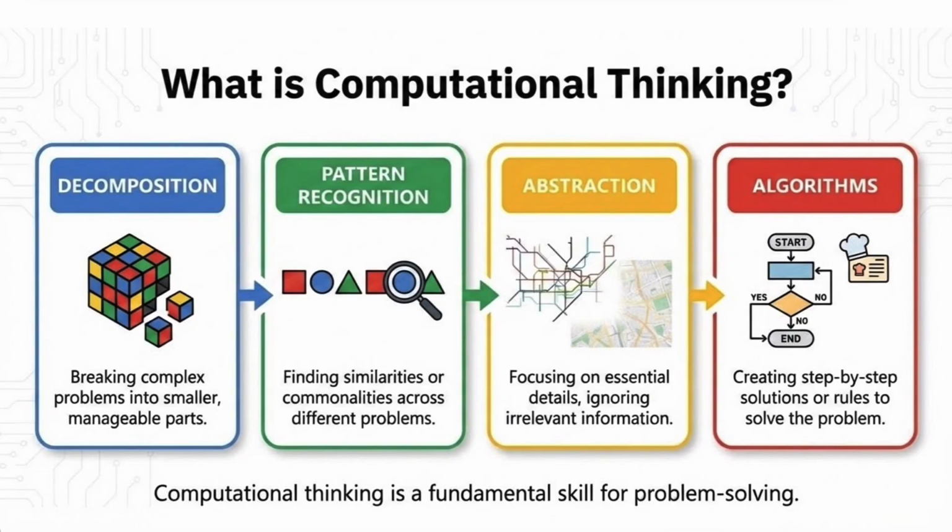The first is breaking down complex problems into smaller parts, or decomposition. Second, finding similarities or pattern recognition between different things in the problems. Third, focusing on the essential details, or abstraction. And fourth, creating step-by-step solutions to be executed by people or by machines, which is algorithms.